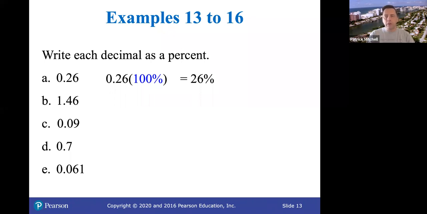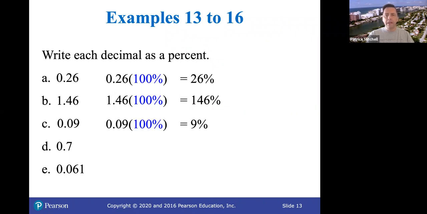If you don't start with a percent sign, multiply by 100%. I think that's easier to remember because otherwise, sometimes you move it 2 to the left, sometimes you move it 2 to the right. You might have trouble remembering when to move it to the left and when to the right. If you do it this way, I don't think you'll have that problem. 1 46/100ths as a percent: multiplied by 100% moves the decimal point 2 places to the right, 146%.